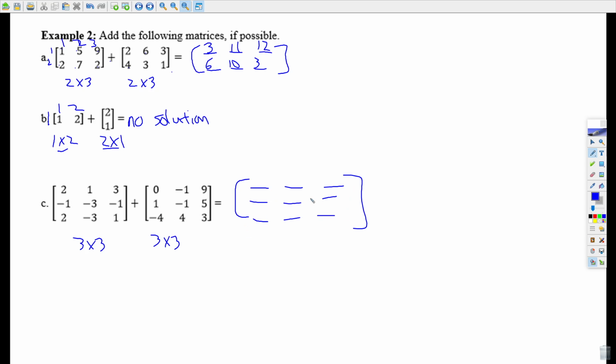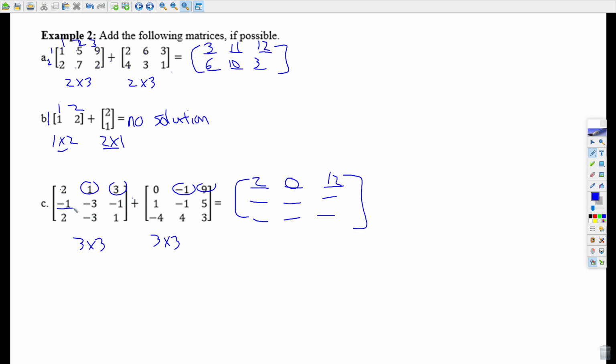And make sure you draw those brackets a little better than I did. We did 2 plus 0 is 2. You guys can go through this and add them all together, although be careful since now we have some negatives. We have 1 plus negative 1, that's a 0. 3 plus 9, that is 12.